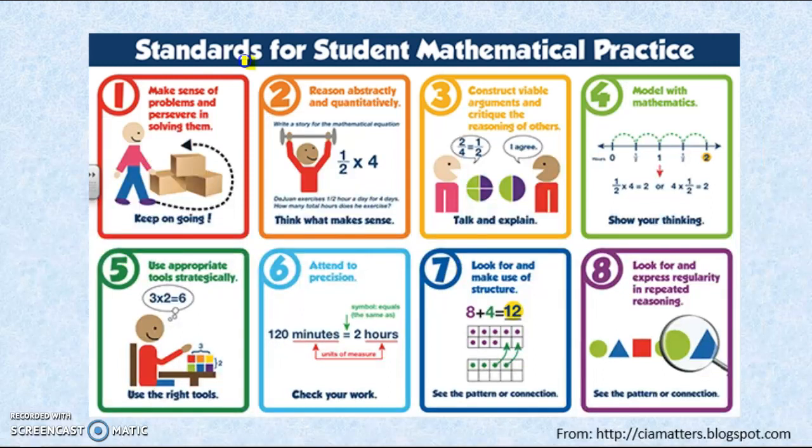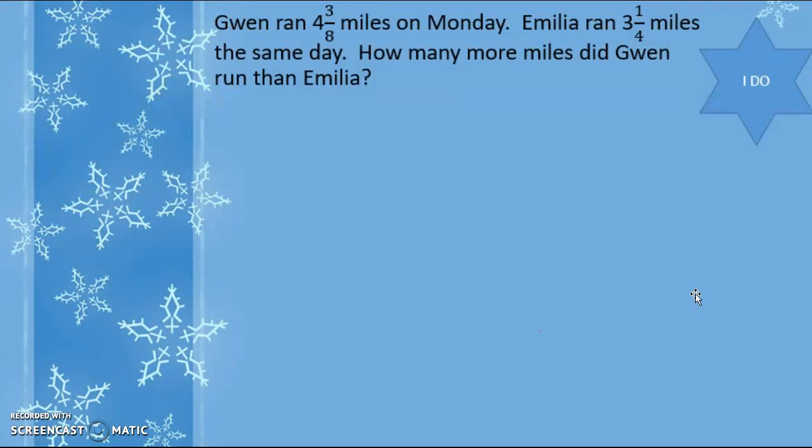Now, we need to problem solve. We will attend to precision as usual, and we will also look for and make use of repeated reasoning. Let's get started. When we're adding and subtracting fractions, that'll usually be in a real world situation. That's why we have problems listed here, because when you're adding and subtracting fractions, very rarely will someone just ask you to add and subtract just a random fraction. It'll always be in a situation.